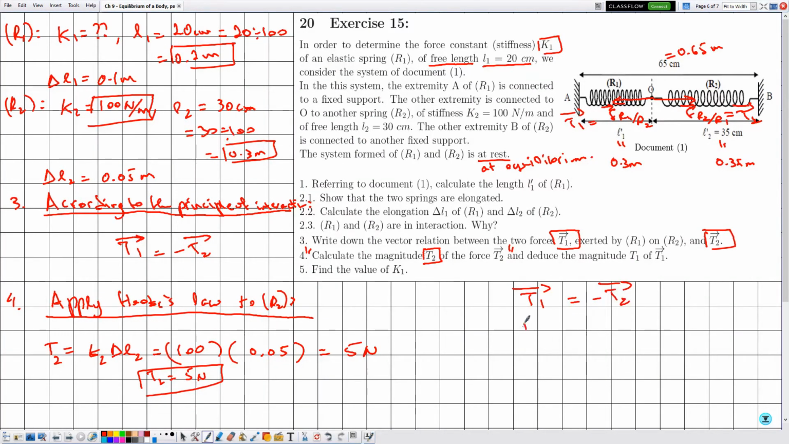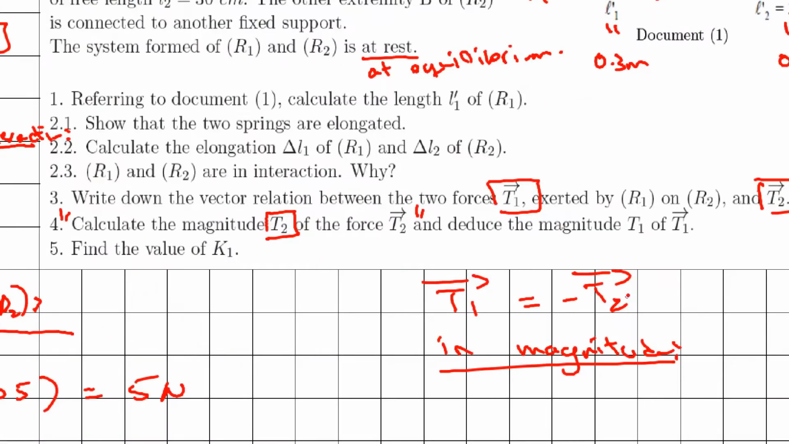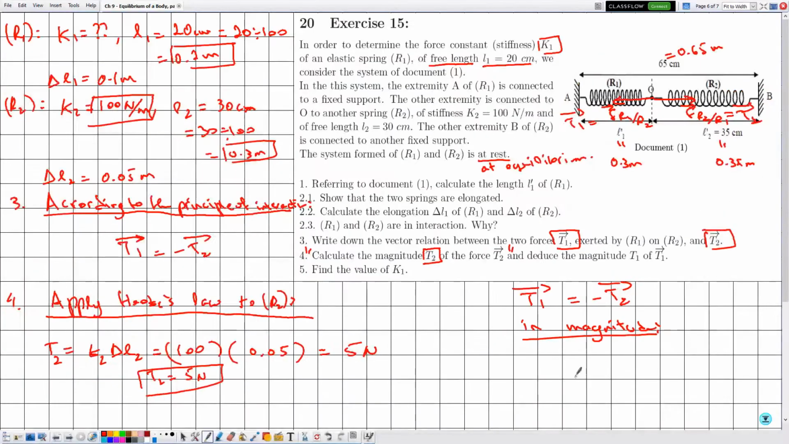So now we will say in magnitude. Now we drop down the vectors and we remove the minus sign, so T1 is equal to T2. But we know that the value of T2 is equal to 5 newtons. Then in this case, the value of T1 will be equal to 5 newtons. So here, let me say that also we have that the value of T1 is equal to 5 newtons.